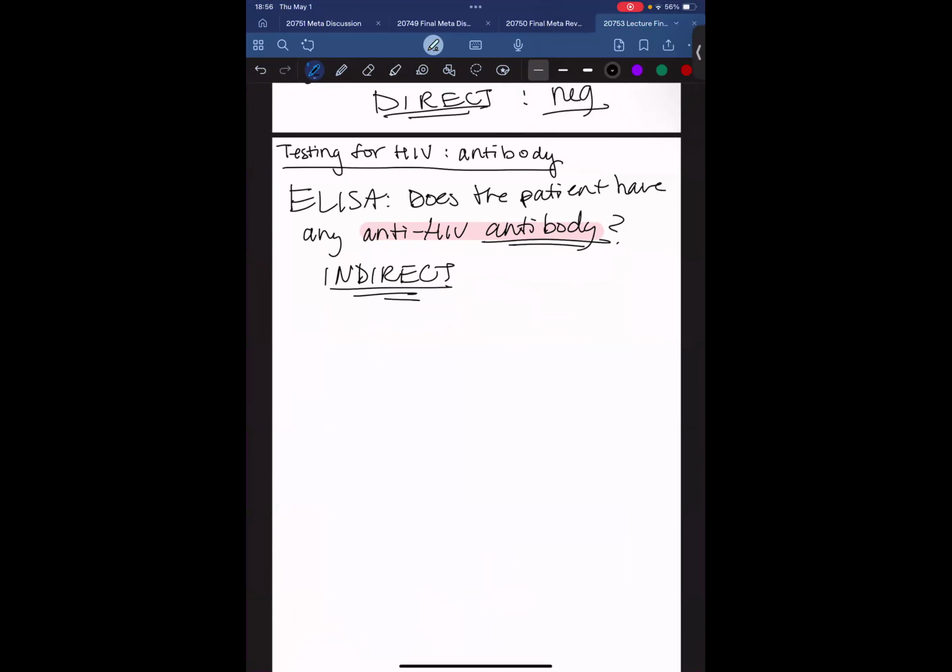Similar with hepatitis B or C. Hepatitis B and C both incorporate into the DNA of the host, and so we will look for antibodies for them as opposed to the virus. Now, most of the time when you have hep B or C, you'll also have a viral load with those guys.